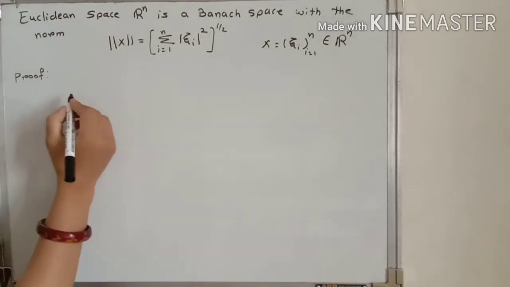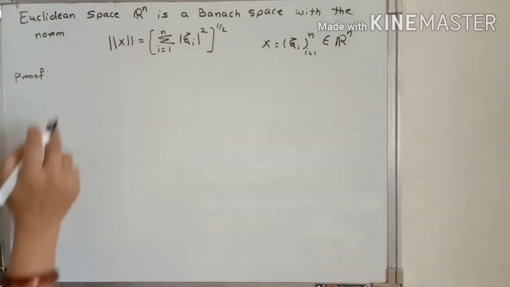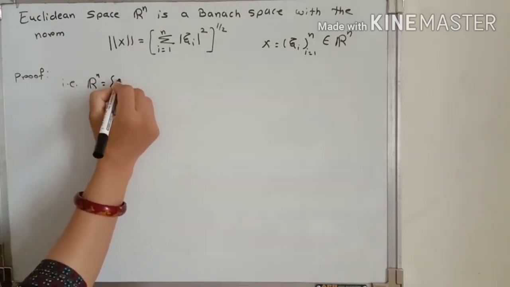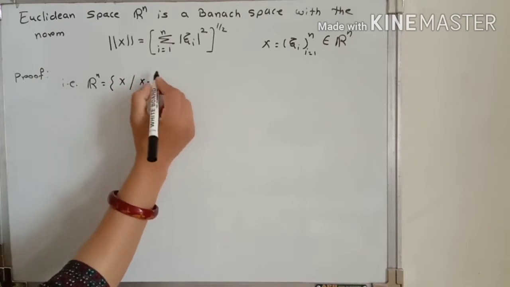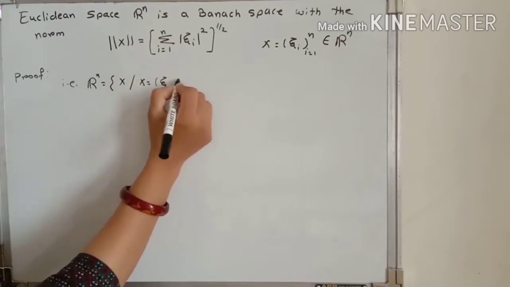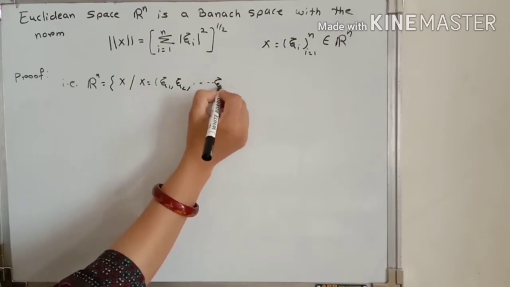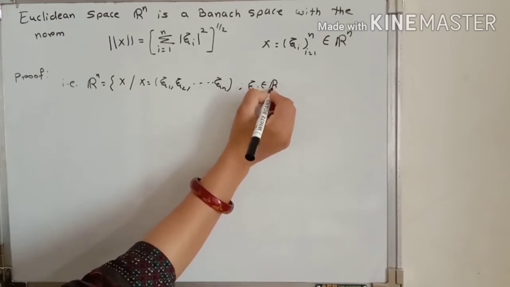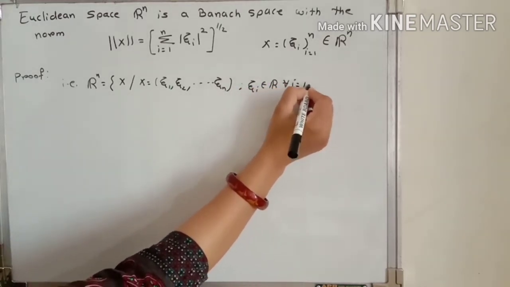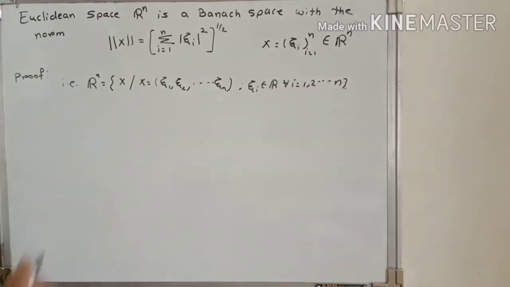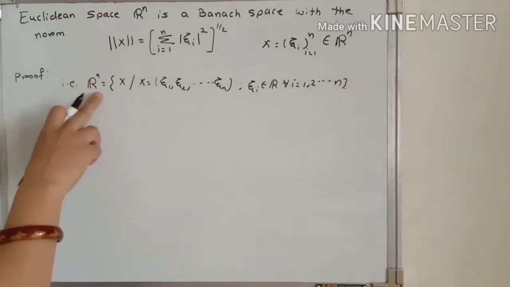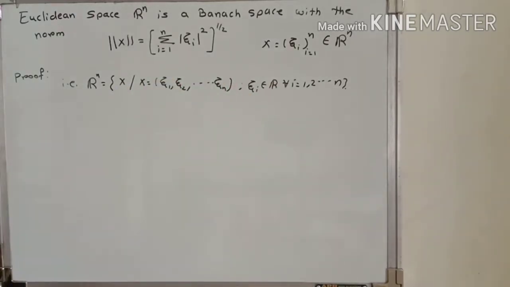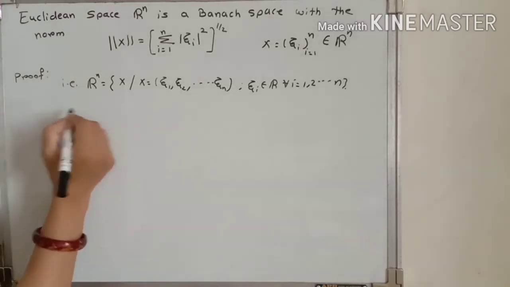Euclidean space Rn is the set of all n-tuples of real numbers, that is, Rn is the set of all x such that x is equal to (xi1, xi2, up to xin), where each xi i is a real number for all i equal to 1 up to n. That is, Euclidean space Rn is the set of all n-tuples of real numbers. On this Euclidean space Rn, we define the norm like this.